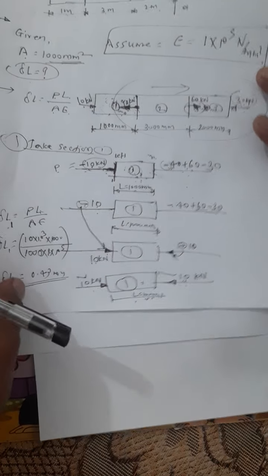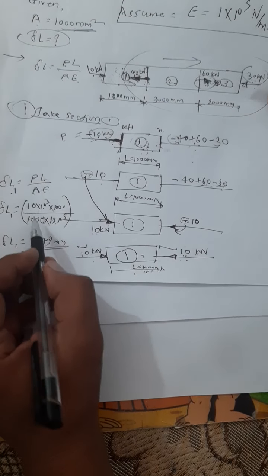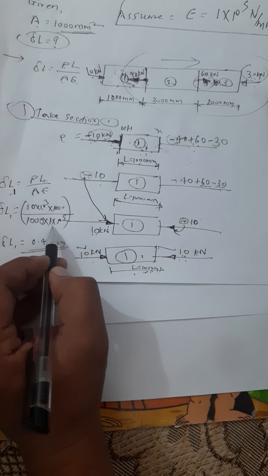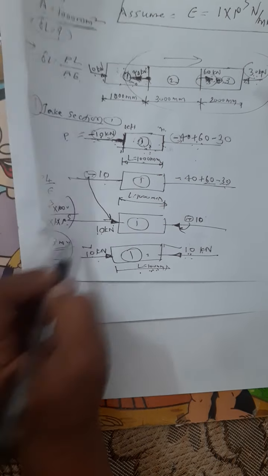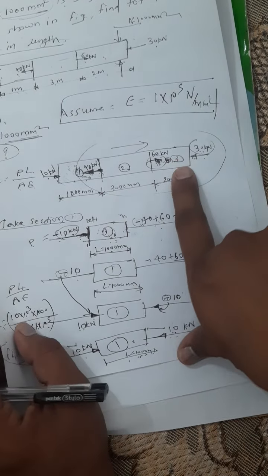Because change in length has unit mm, you just have to do the multiplication: 10 into 10 raised to 3 into 1000, divided by 1000 into 1 into 10 raised to 5. You can easily get this by calculator. So this is change in length 1. In the same fashion, we have another section, number 2, and section number 3.